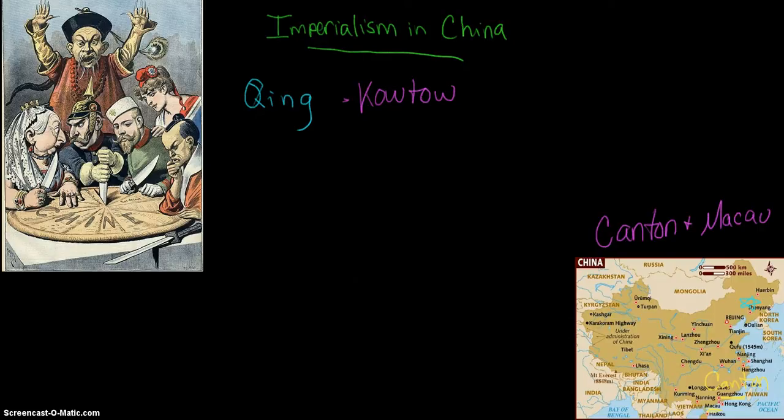But eventually Great Britain realized that they did have something that China wanted a real lot of, and that was opium.